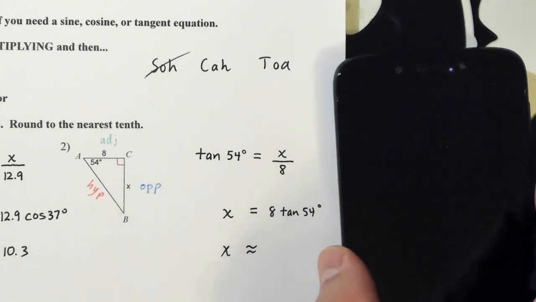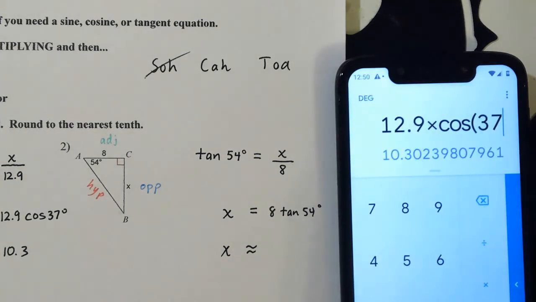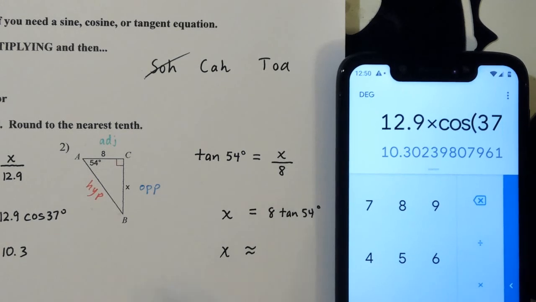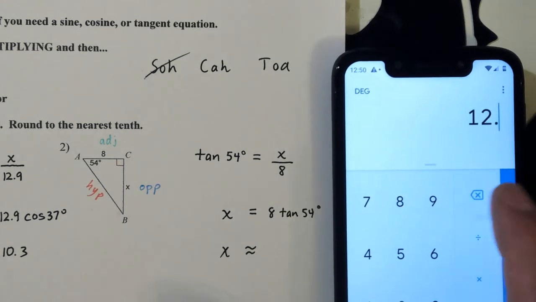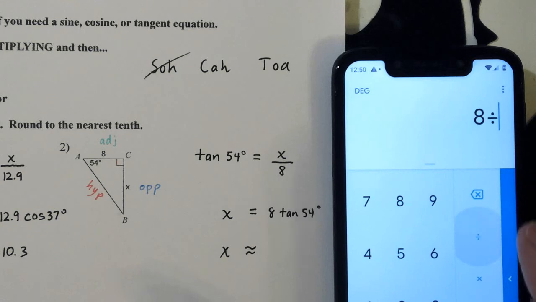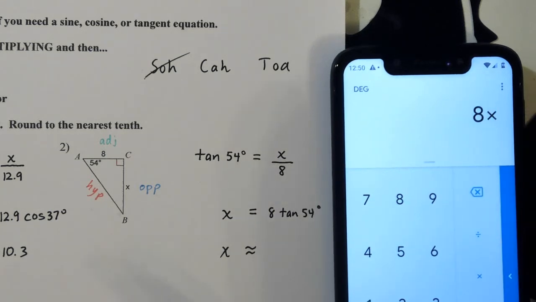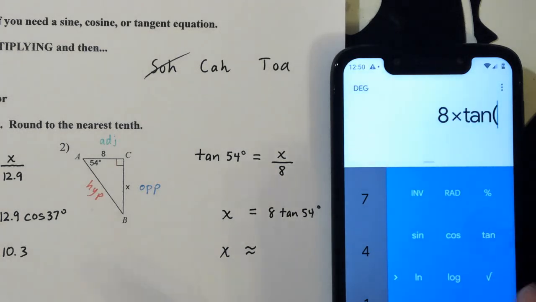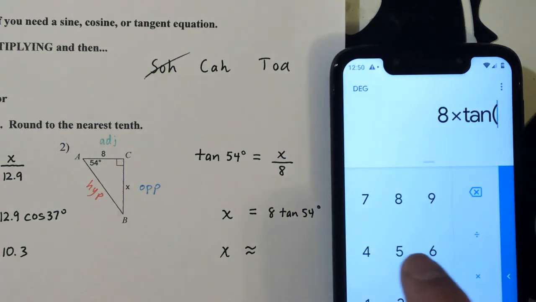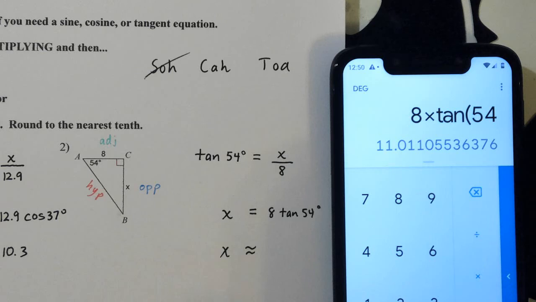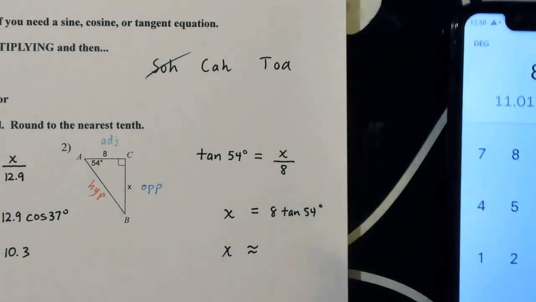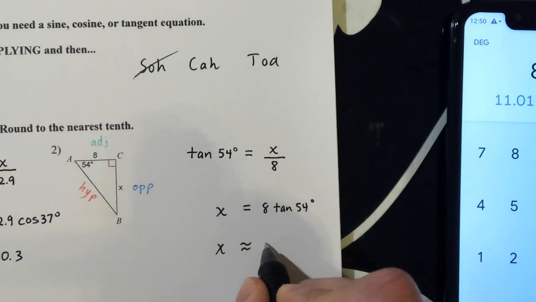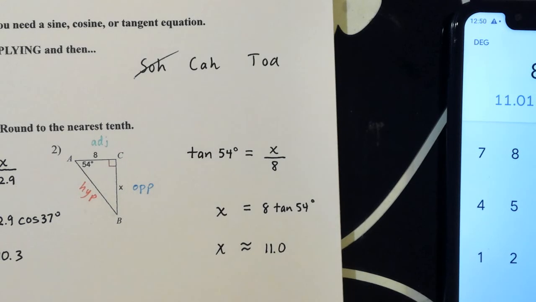Let's see. 8 times tangent of 54 degrees, so 11.0. Voila, 11.0 inches, feet, millimeters, something.